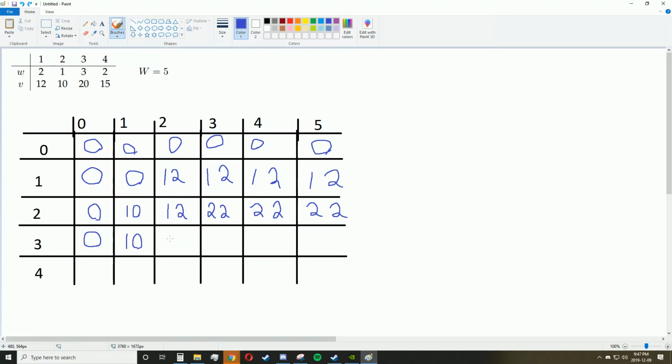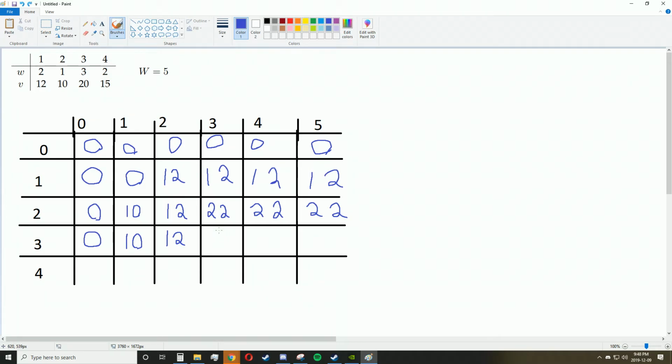All right, now with respect to 2 weight, can we take item number 3? No, we can't. It's too big, so we're just going to take the item above it because we might as well get something for our trouble. Now 3, can 3 fit in there? You bet, it can fit in there.